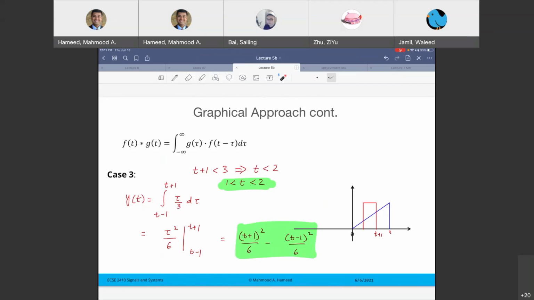Here is a homework for you. Go to Wikipedia, type in convolution. There are some nice animations over there. Enjoy.